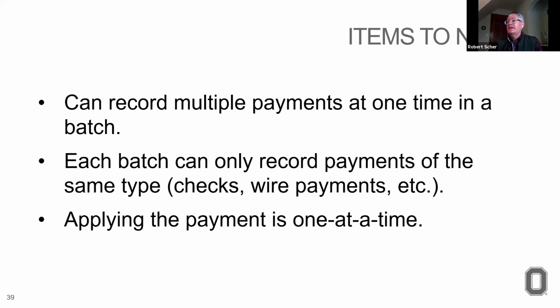The task we use in Workday allows us to record multiple payments at one time in a batch. If needed, the same process also allows us to record a single payment. When recording a batch of payments, all payments within a batch must be of the same type, meaning that all checks must be in one batch and all electronic payments must be in a separate batch. The process to apply payments to invoices is one at a time, although one payment could apply to multiple invoices for the same sponsor. Next slide.